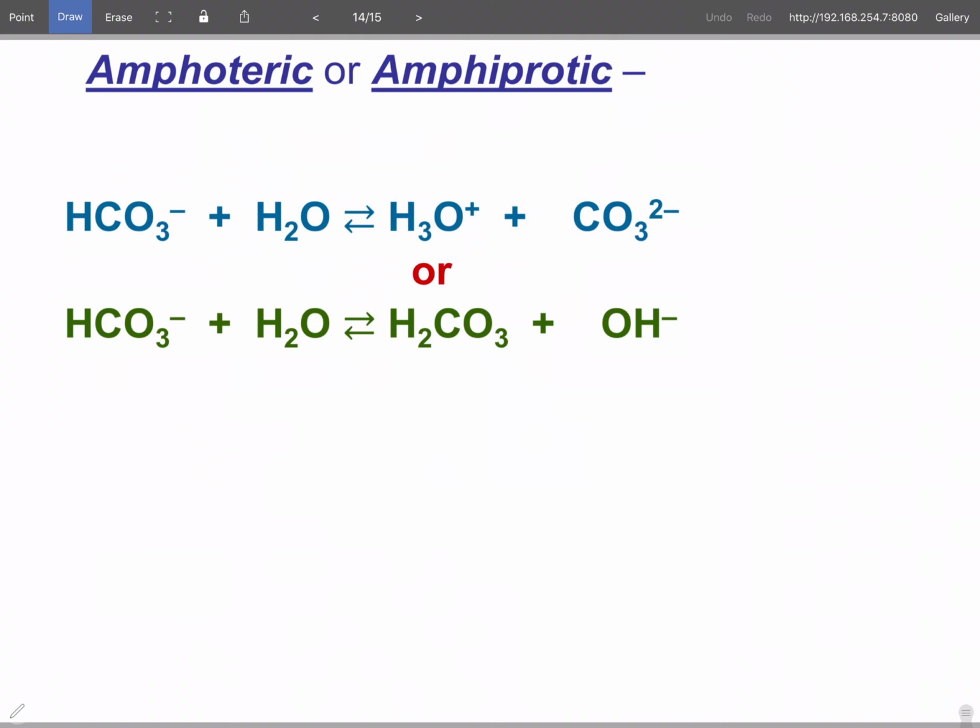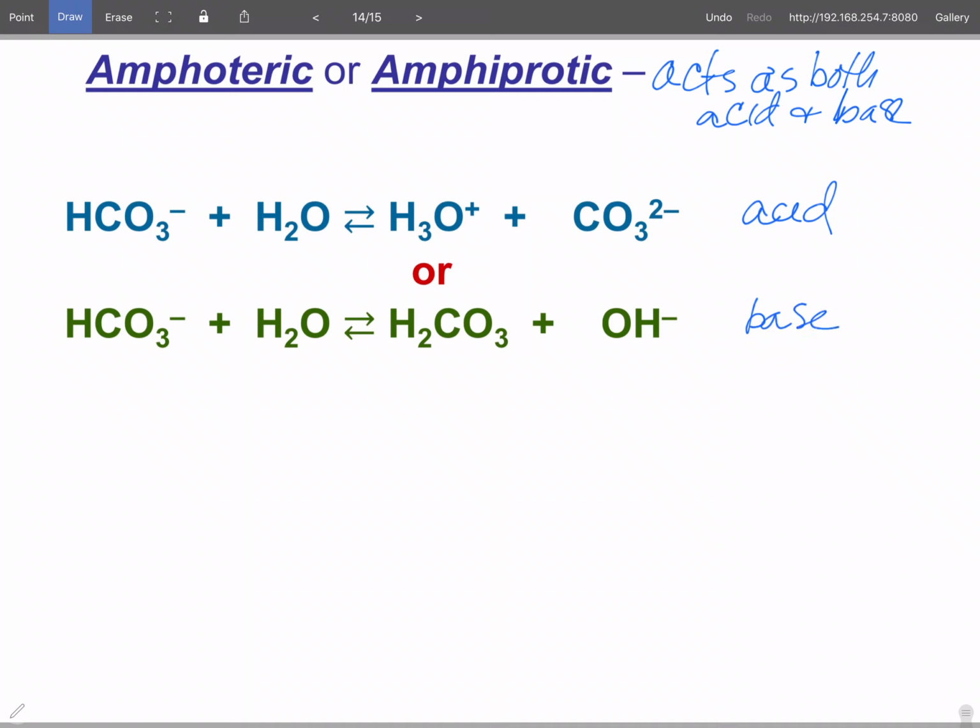Now, water's not the only one that acts as both. Carbonic acid, this is actually the one they use to figure out your level of oxygenation in your blood. CO2 acts as your buffer. More about that in the next chapter.